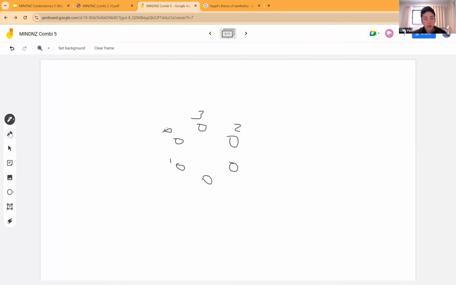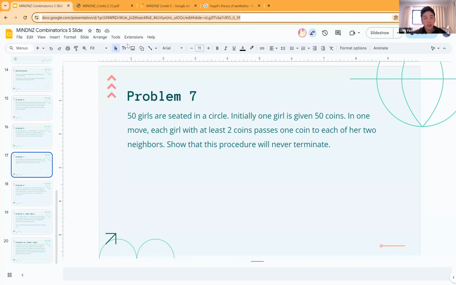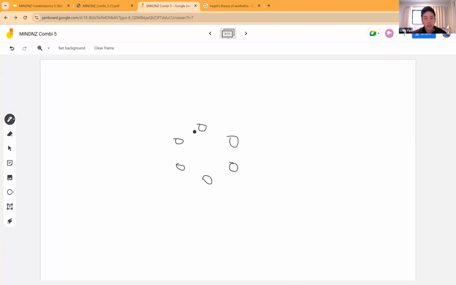The first thing I want to highlight, before we get to the invariant, is what would an ending configuration look like? You can pretty easily see that if every girl has one coin, if the six coins are distributed evenly amongst the six girls, no one can make a move anymore, because no one has two coins. Is this the only terminating configuration?